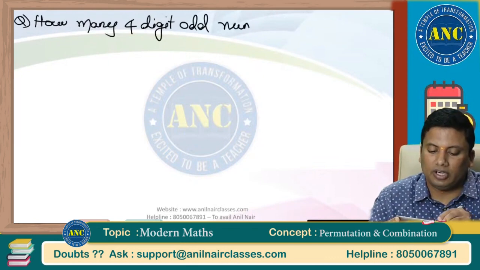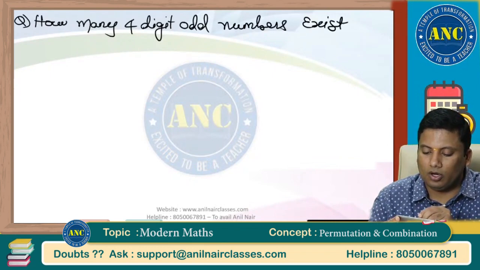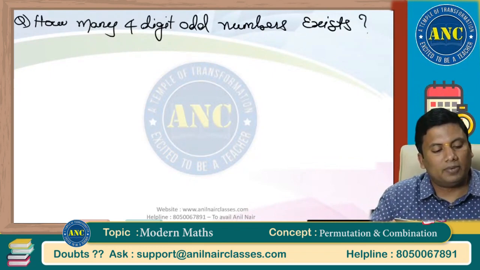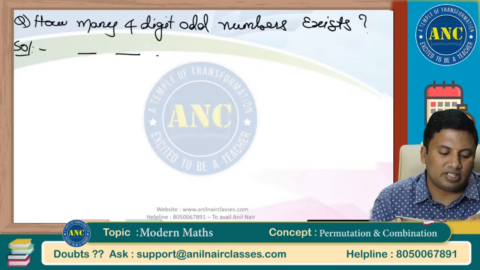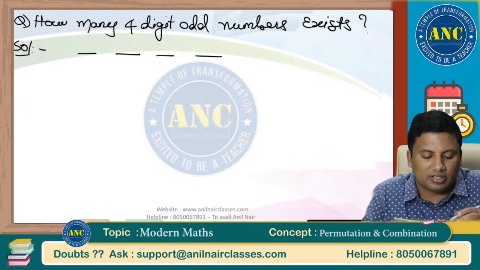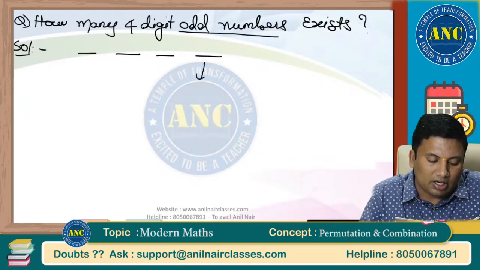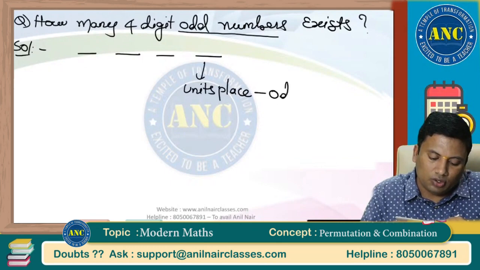How many 4-digit odd numbers exist? Another question. Because it's a 4-digit number, first we keep the units place, tens place, hundreds place and thousands place. A number is said to be an odd number if the units place is an odd number. First, satisfy the condition. Units place should be odd.